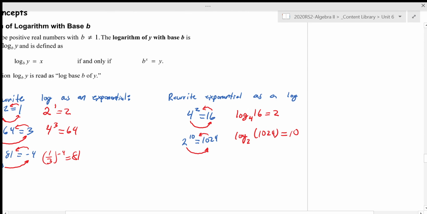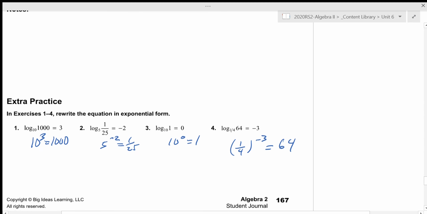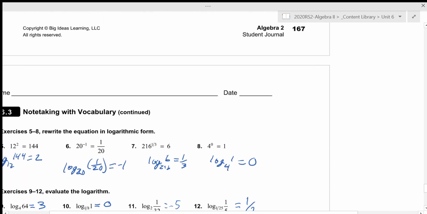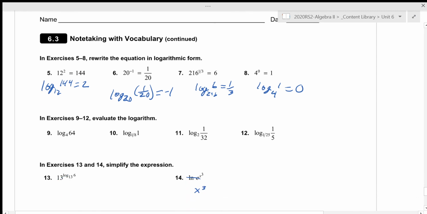Okay, we are going to come back to graphing these logarithms at a later date. So I would encourage you to pause the video and try these 4 on your own, and the answers are included for you. But this is just like the examples we just did. As well with 5 through 8. 5 through 8 are just like the examples we've just done, rewriting exponentials as logarithms.